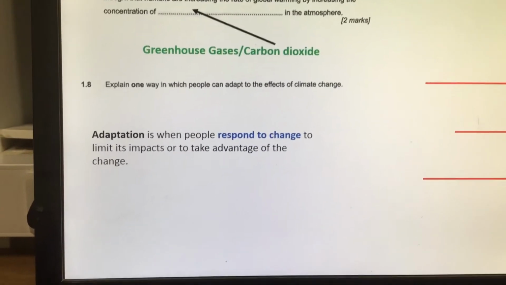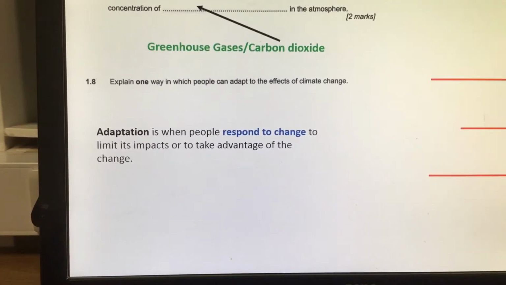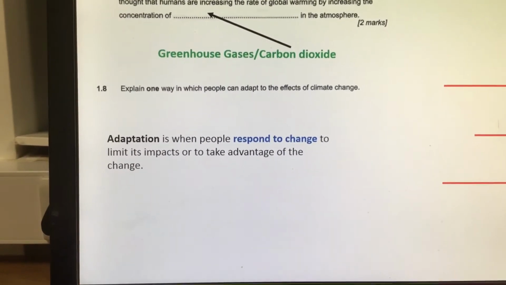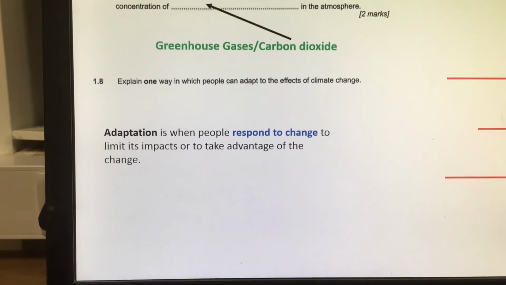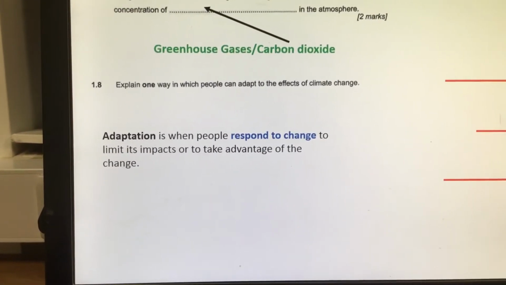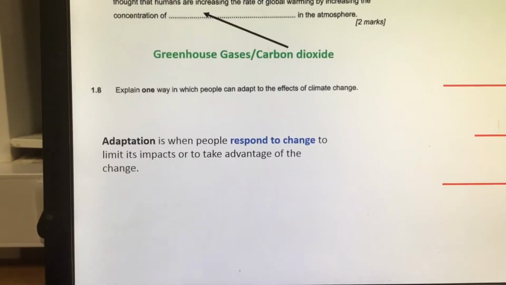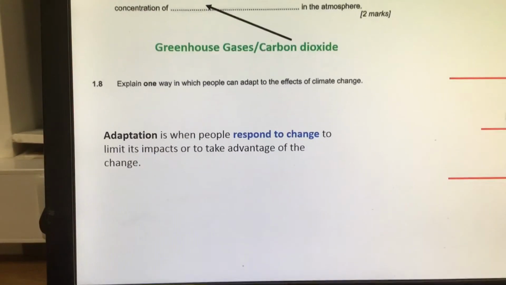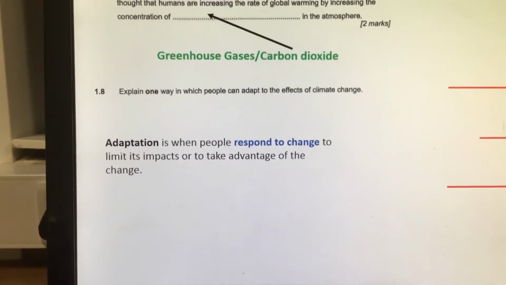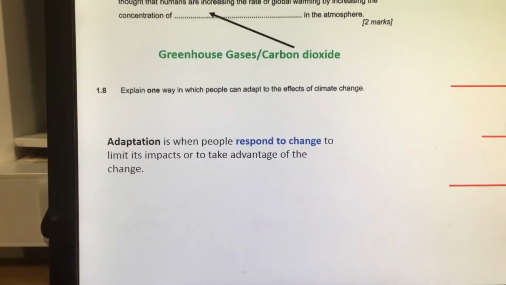And for 1.8 it says explain one way in which people can adapt to the effects of climate change. And if you remember, adaptation is when people respond to change to limit the impacts or to take advantage of the change. So it's not about trying to stop climate change happening, it's trying to respond to climate change.